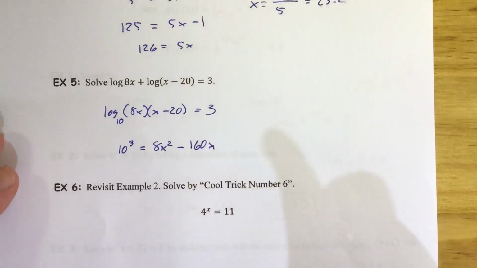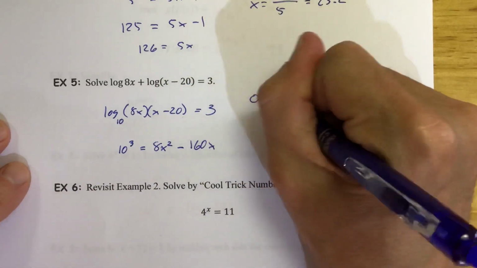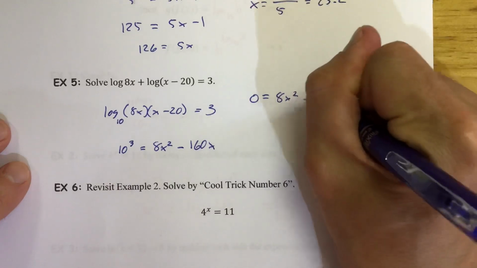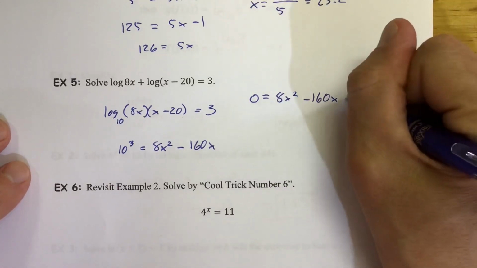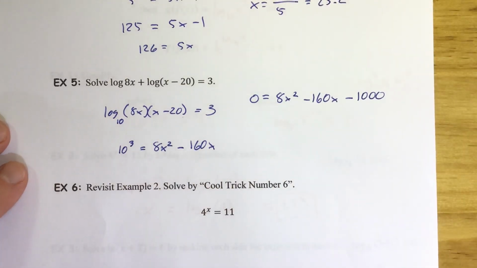160x. All right, so 10 to the 3rd power is 1,000. So this will become a quadratic. We'll start with 1,000. We got 8x squared minus 160x minus 1,000. That's going to have to subtract to go to that side.